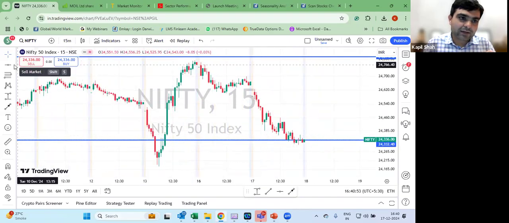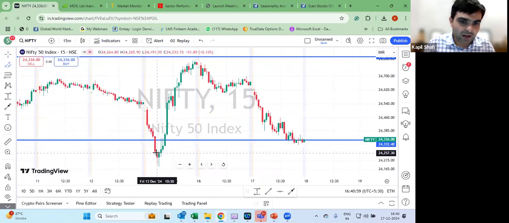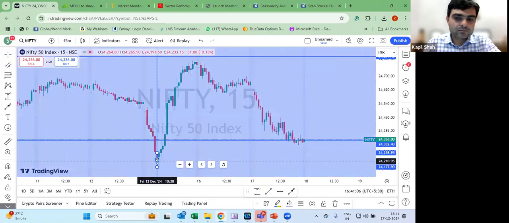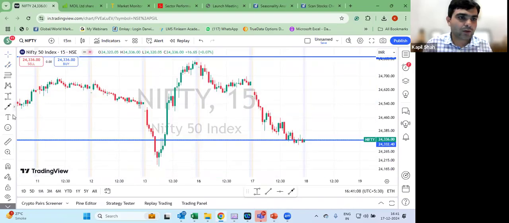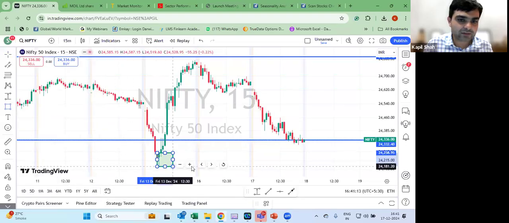So maybe here I can draw the channel, and see okay, fine, this is the high of the candle and this is the low of the candle. Or I can put a horizontal line, let's say a rectangle box over here. So this becomes my support band.